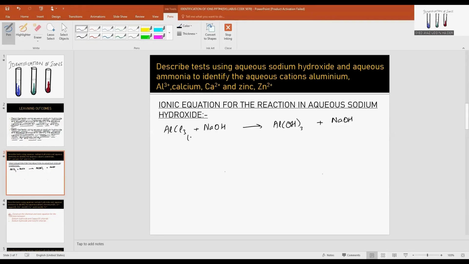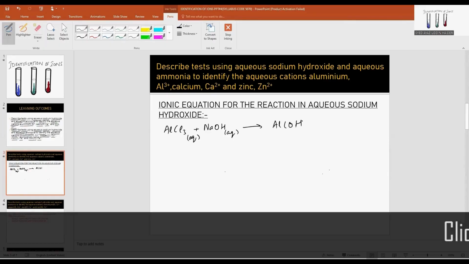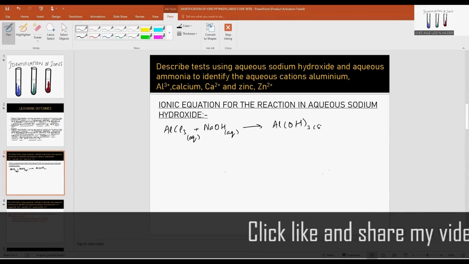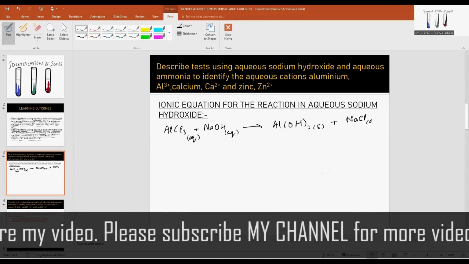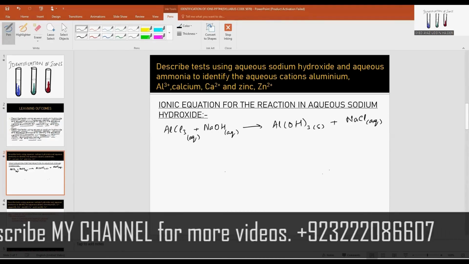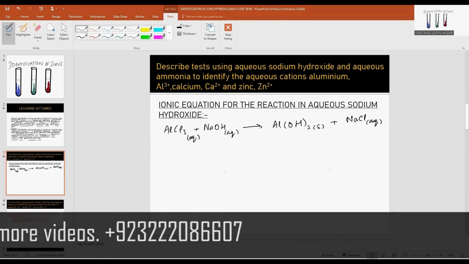So I will write the state symbols here. You are having aqueous. The product is solid, and this is not the product. I will write the product again: Al(OH)3 solid plus NaCl aqueous. Look at this equation carefully and count the number of atoms for each element.